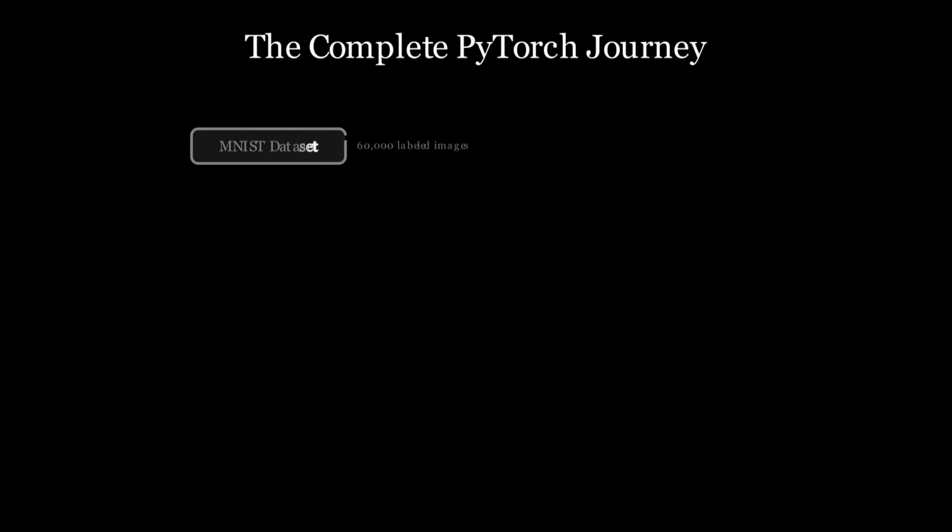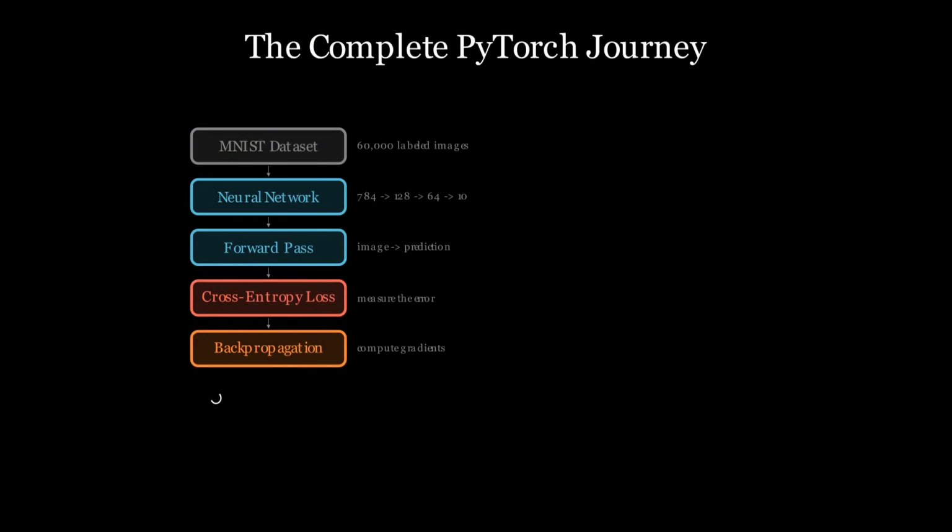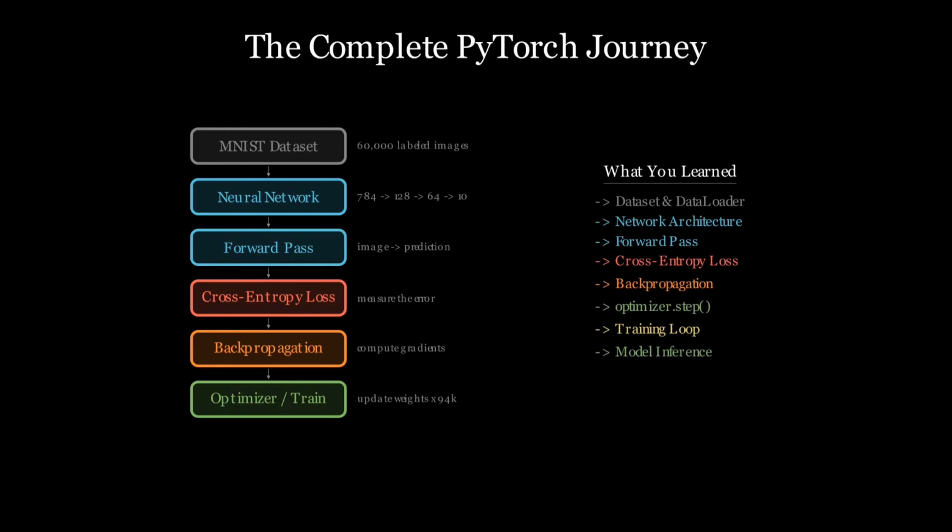You started with a dataset containing thousands of handwritten digits. Using a data loader, the dataset was divided into batches for efficient training. We then built a neural network using PyTorch modules. During the forward pass, images flowed through the network and produced predictions. The loss function measured how far those predictions were from the correct labels.